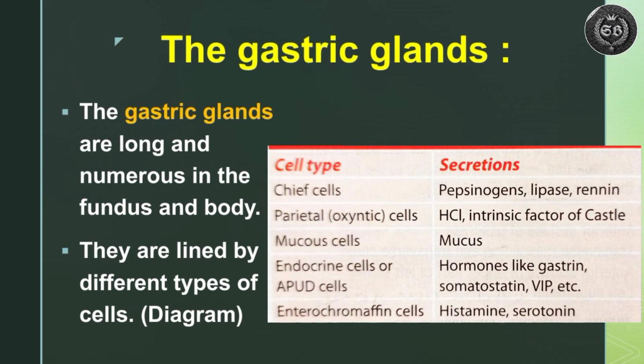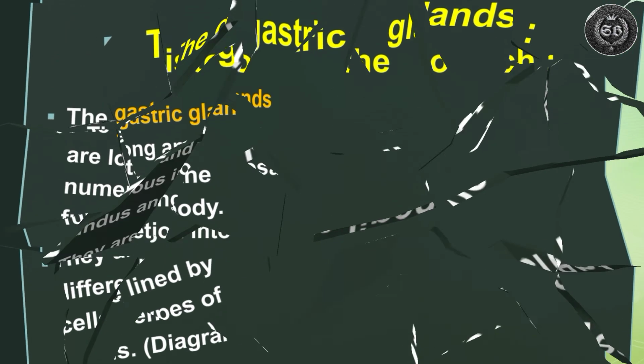The chief cell secretes pepsinogen, lipase, and renin. Parietal or oxyntic cells secrete HCl, intrinsic factor, or castle factor. Mucous cells secrete mucus. Endocrine cells or APUD cells, meaning amine precursor uptake and decarboxylation, secrete hormones like gastrin, somatostatin, and VIP, meaning vasoactive intestinal polypeptide. The enterochromaffin cells secrete histamine and serotonin.